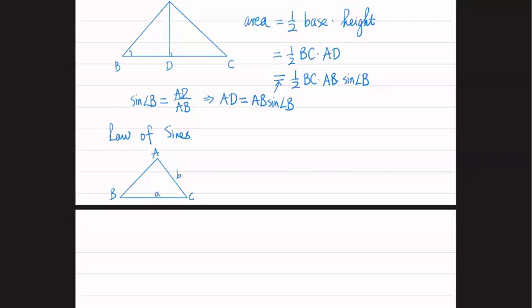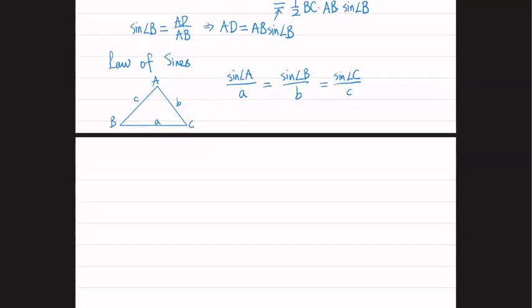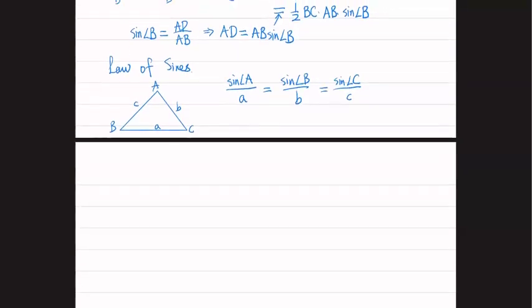A, B, C. So sine angle over the opposite side equals sine angle over the opposite side. This is the law of sines. Then another very important one, law of cosine.